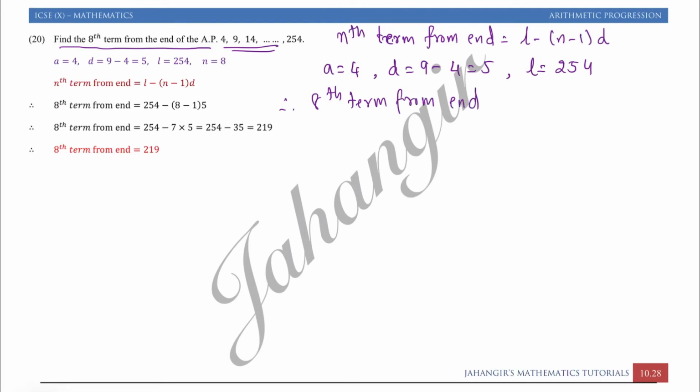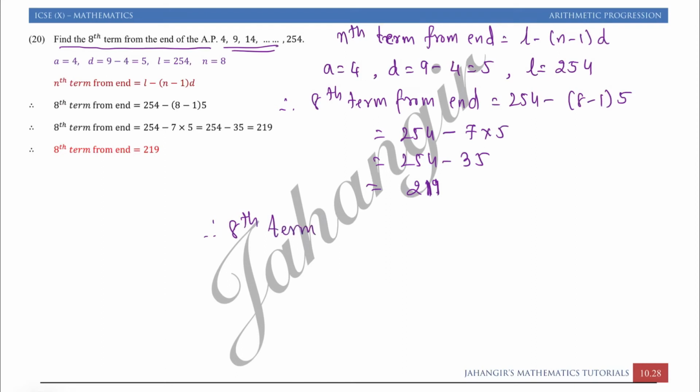So that is L, 254, minus (n minus 1), which is 8 minus 1, into d. d is 5. So that is 254 minus 7 into 5. 254 minus 35, that is equal to 219. So we can say therefore the eighth term from the end is equal to 219.